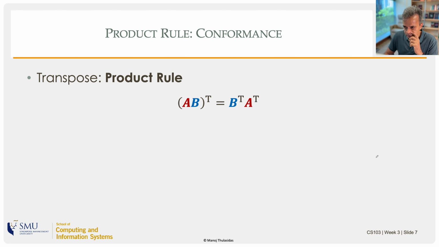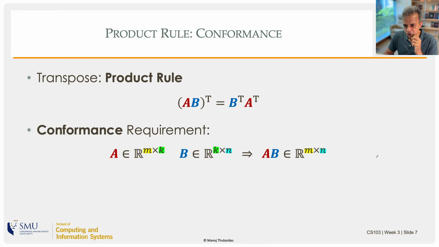In order to be able to write A times B, you have to have the number of columns of the first matrix being the same as the number of rows of the second matrix. So AB will be M by N, because the inner indices will get summed over.